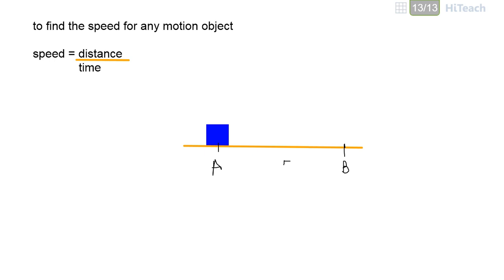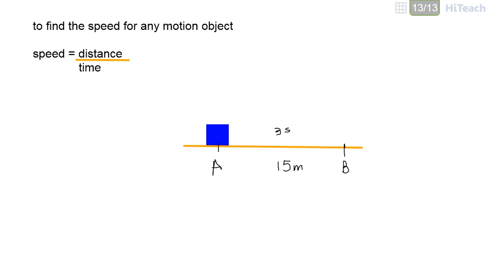Imagine the distance is 15 meter. I measured that, I found it, for example, 15 meter. Now I need the time also. What is the time needed to travel 15 meter? For example, 3 seconds.